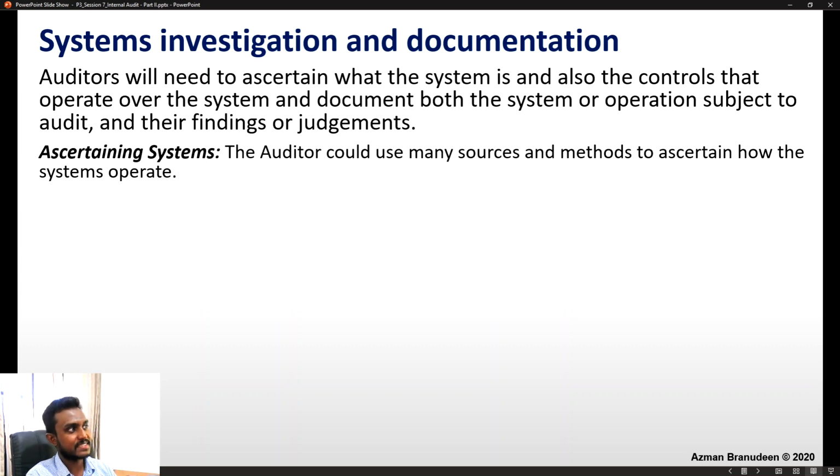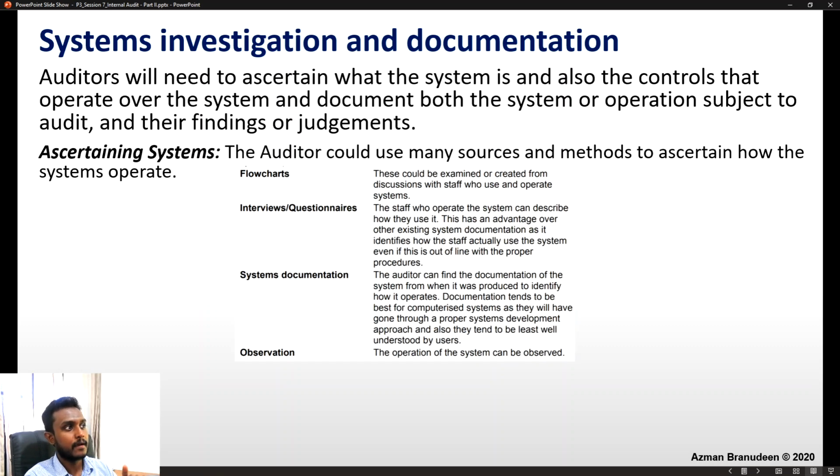In doing so, the ascertaining of systems must be looked at. The auditor can use many sources and methods to ascertain how the systems operate. Here are some example methods you can use. You have flow charts, which could be examined or created from discussions with staff who use and operate systems. Then you have interviews and questionnaire techniques, where the staff who operate the system can describe how they use it, and this usually has an advantage over other system documentation because it identifies how the staff actually use the system, even if this is out of line with the proper procedures.